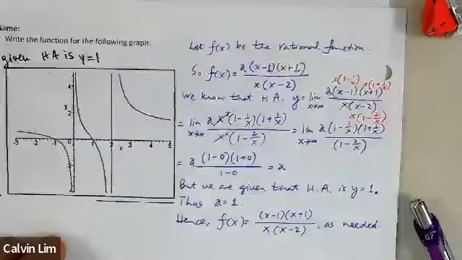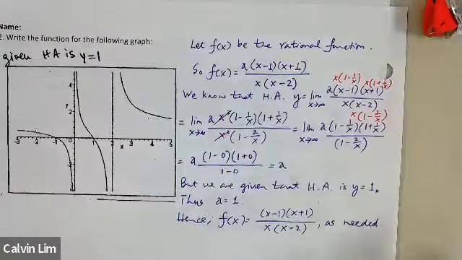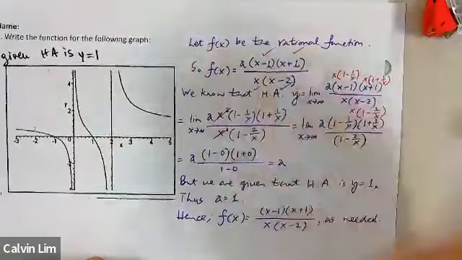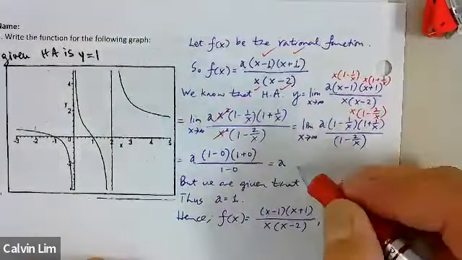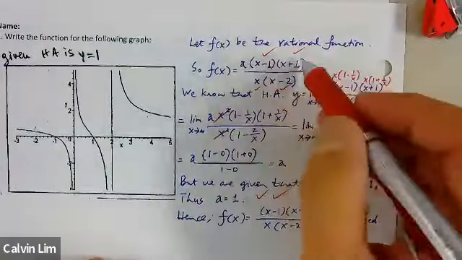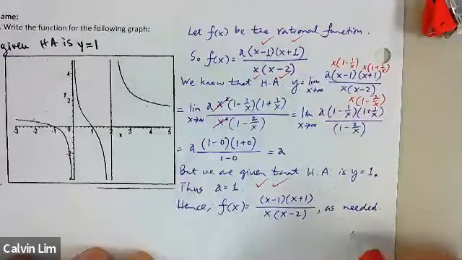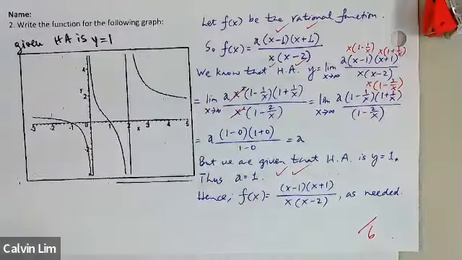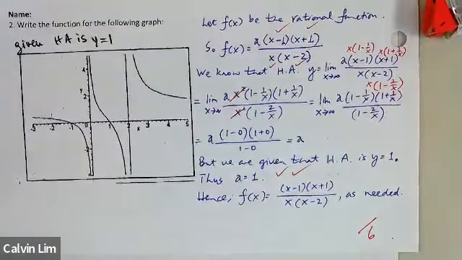So how should we allocate marks? Each one of these is 1, 1, 1, 1, and then this is 2. So 1, 2, 3, 4, 5, 6. This is out of 6. Please mark this up accordingly.